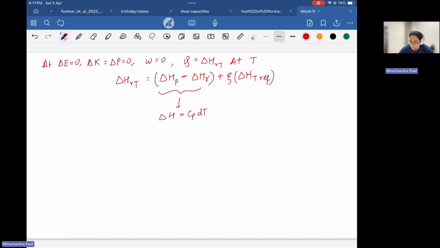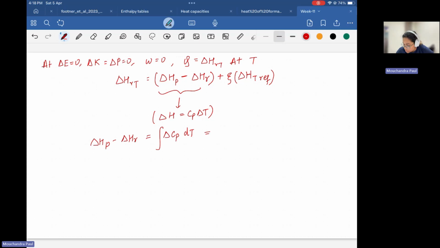Delta H is equal to Cp delta T, sorry, Cp delta T. We have to use this definition. Then if we use that, it becomes delta Cp dT. Okay, differential. I'm putting dT, so I'm putting an integral sign.